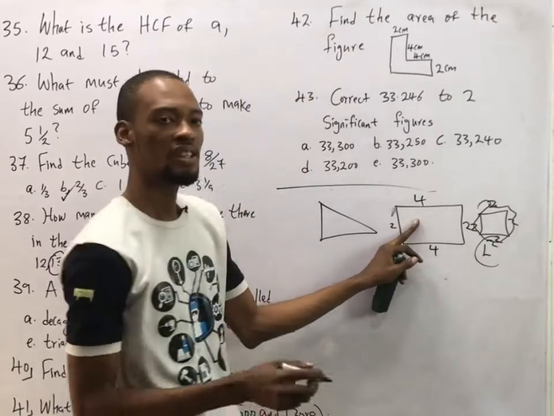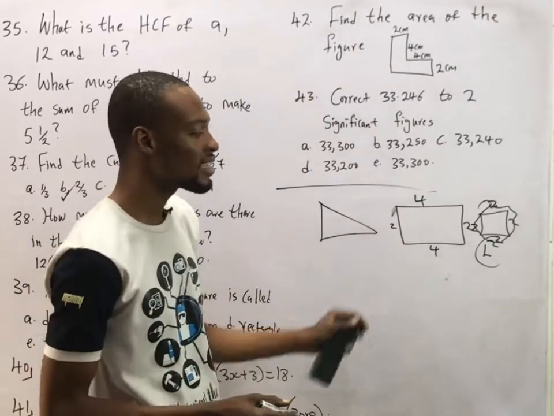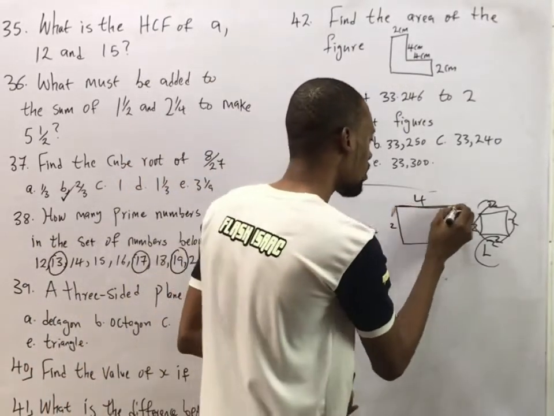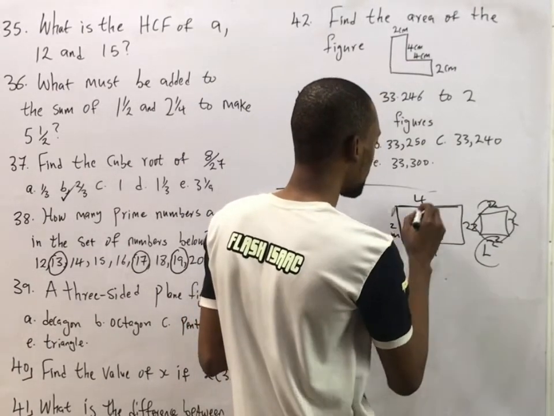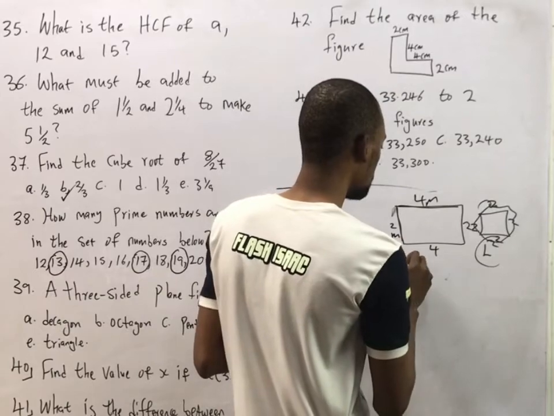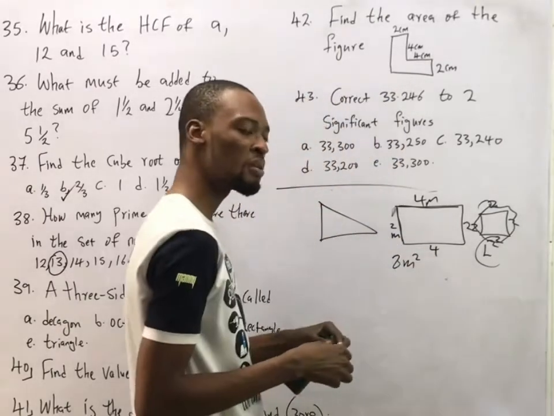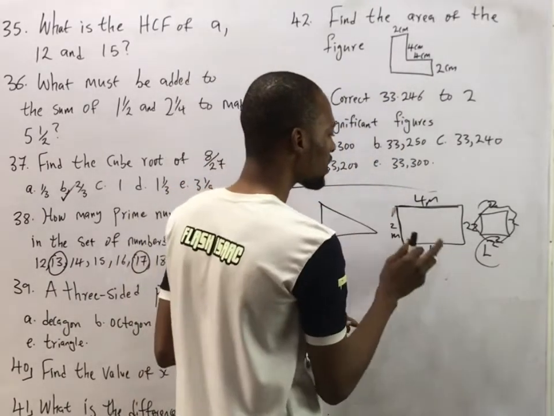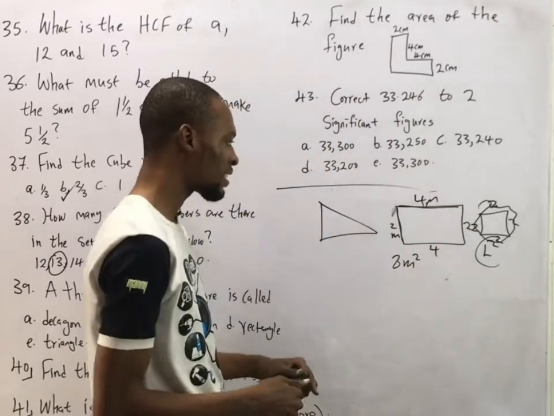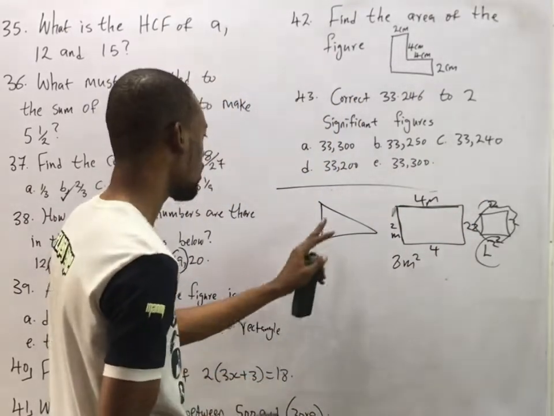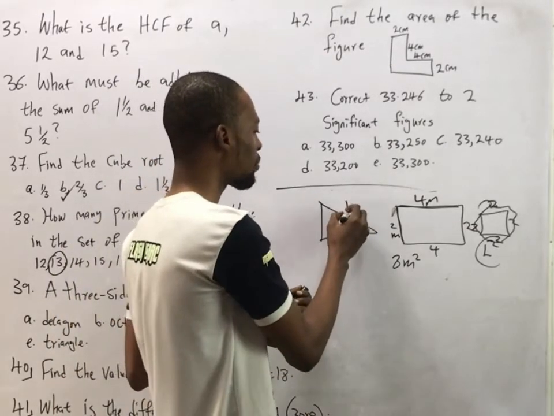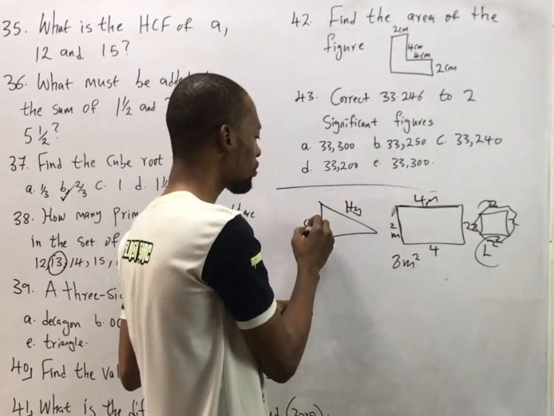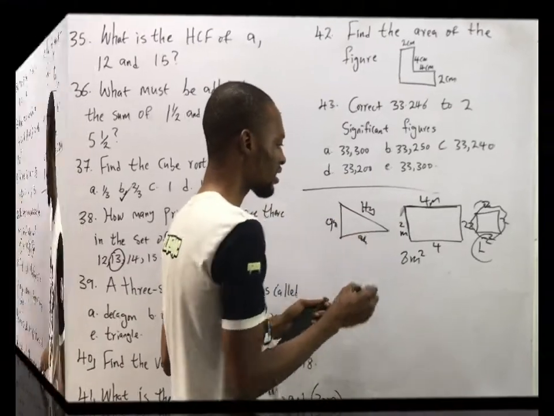So the area of this rectangle is simply length times breadth, which is 4 times 2, that is 8. If it's in meters or cm, it's simply 8 meters squared. While the perimeter is 4 plus 2 plus 4 plus 2, adding all the sides. That's how you get perimeter. A three-sided figure is a triangle, where this is the hypotenuse, this is opposite, and this is adjacent.